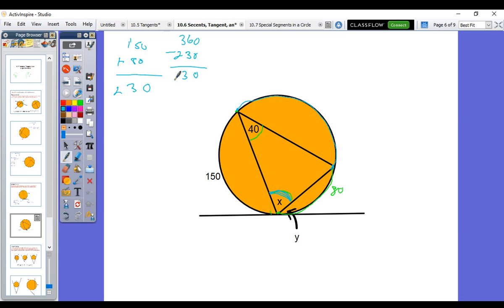Again, this is an angle on the circle, so if this is 130, it'll be half of that. It'll be 65.